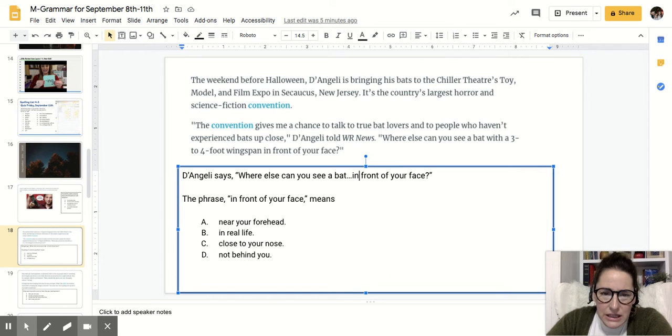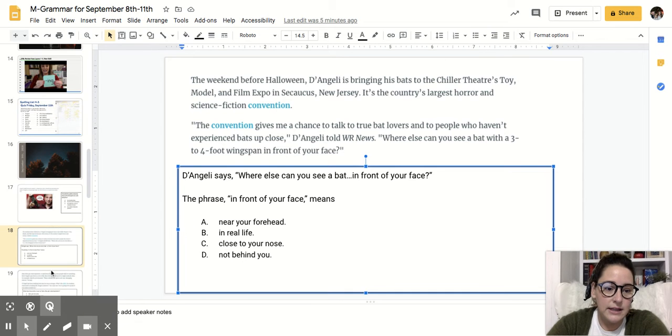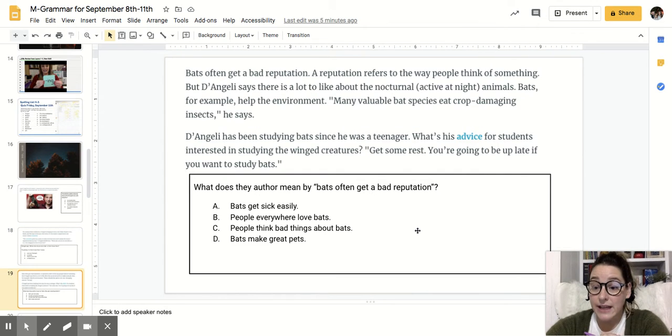All right, but what does he mean by where else can you see a bat in front of your face? The phrase in front of your face means A, near your forehead, B, in real life, C, close to your nose, D, not behind you. I'm going to put front of face. Now, some of these we can probably think we know the answer to. For example, without reading the passage, in front of your face means probably like in real life, I would think, since we're looking at figurative language, but we're not going to answer that yet until we read. Slide 19, question 3.